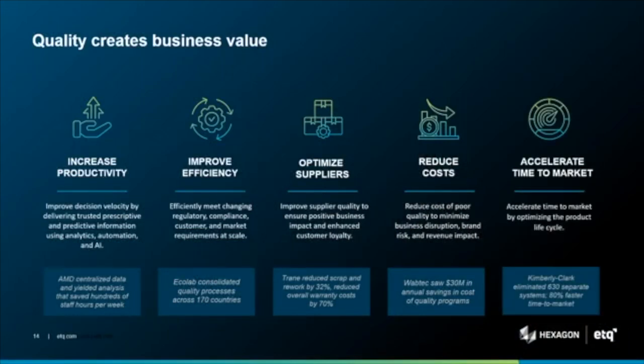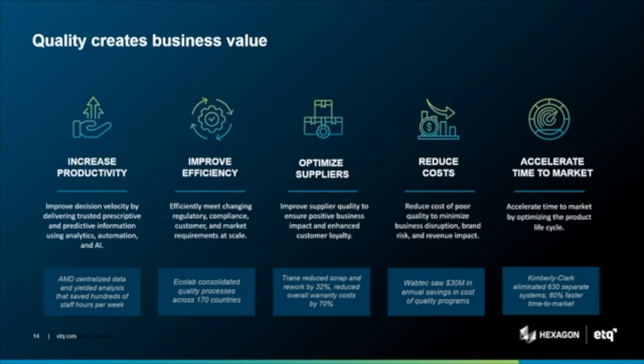Finally, accelerating time to market. This is another critical component in which quality can have a direct impact on business performance. We can look at accelerating time to market. It really is accelerating time to revenue, right? The faster you can get high quality products to market to respond to those market changes that we talked about earlier in the presentation, the more impact you can have on your organization, right?